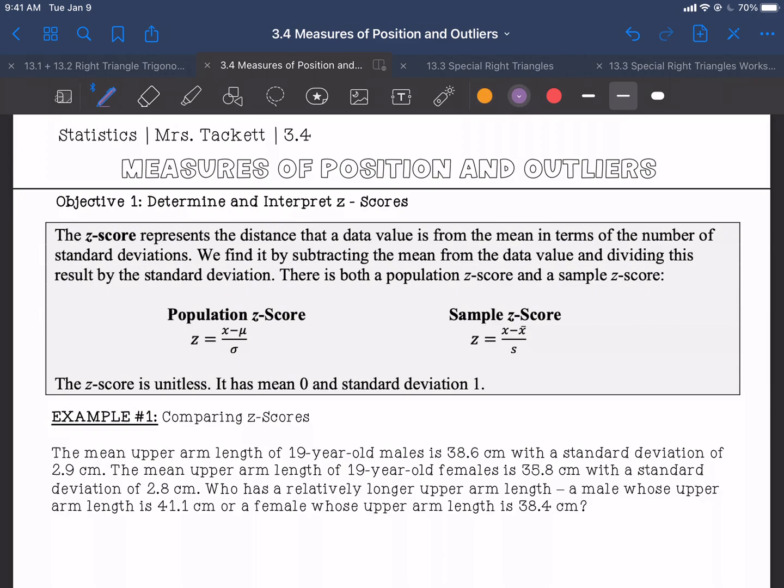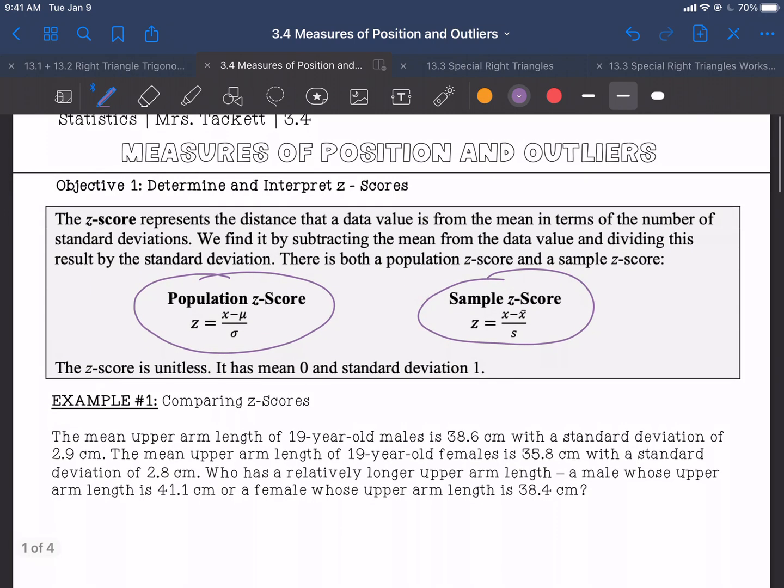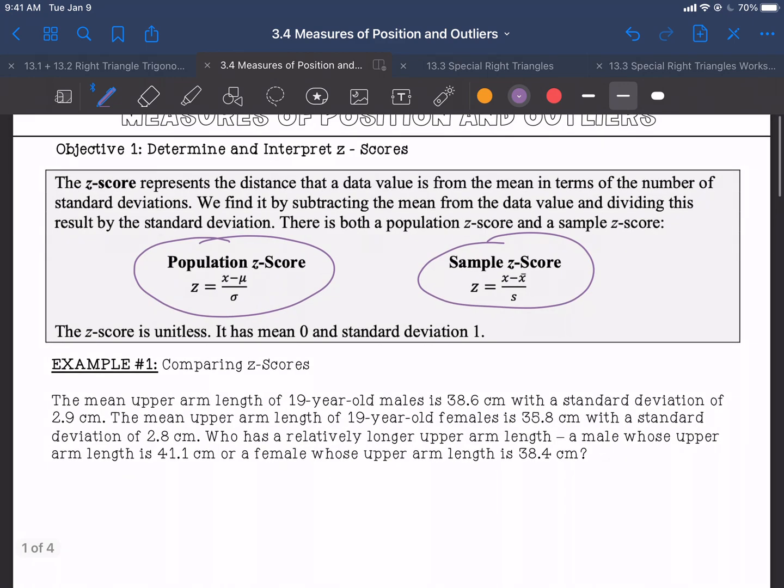To find the z-score, you take the data value x that you're interested in, you subtract the mean, and you divide by the standard deviation. It's the same thing for your sample z-score. It's important to note that the z-score is unitless, and it standardizes the data. Once you find the z-score, you're comparing it to a mean of 0 and a standard deviation of 1. The purpose of this is to compare things of different populations.